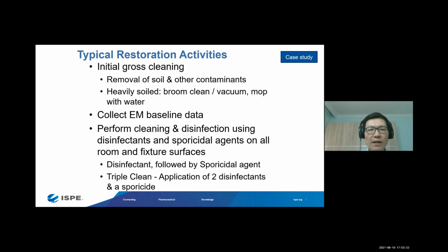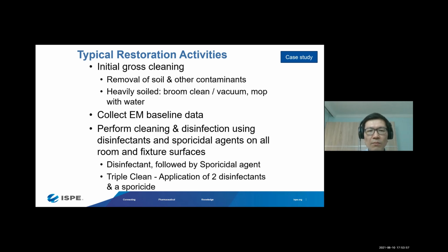This is the typical restoration activities. Initial gross cleaning is basically to remove the soil and other contaminants. For heavily soiled surfaces, you need to use a broom, or a vacuum, a HEPA filter vacuum in the grade A areas, or mop with water. This is to remove the heavy soil before you get into the cleaning and disinfection stage. Of course, you will need to collect the EM baseline data, to check the bioburden load in your cleanroom prior to your cleaning and disinfection activities.